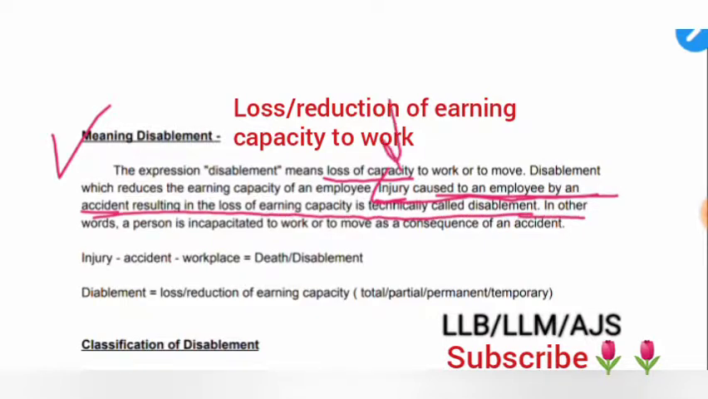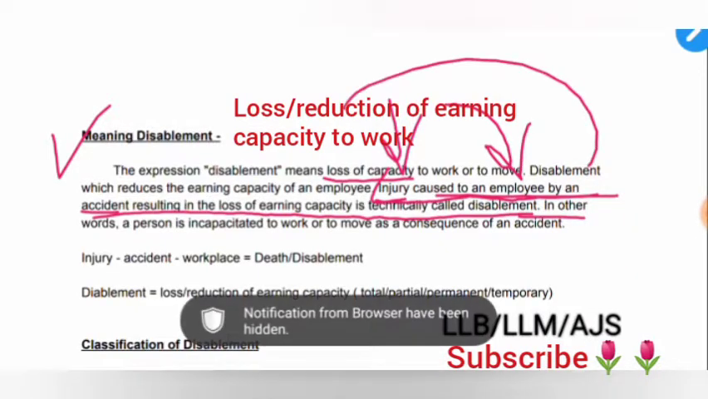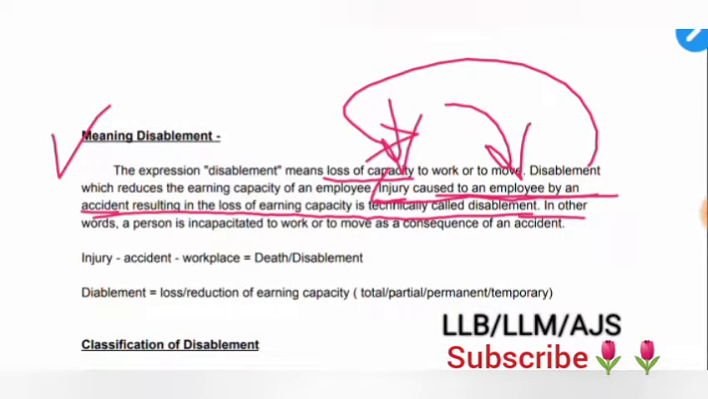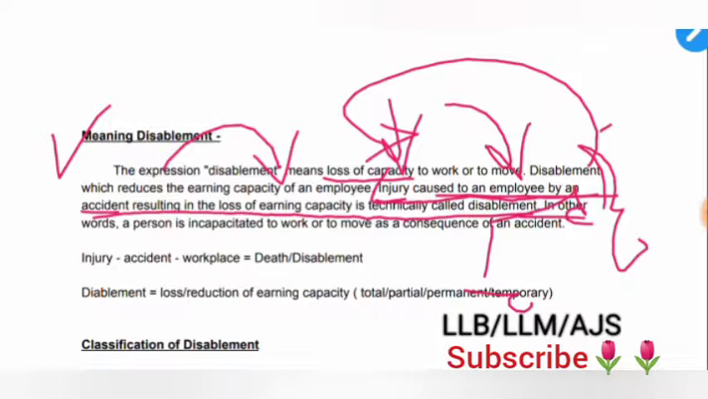Injury caused to an employee, there must be some kind of injury. The injury must be caused to an employee by an accident. The accident must occur in the workplace, or must arise out of the course of the employment. Then this must result in loss of earning capacity. Injury may result in death or disablement. In case of disablement, it is defined as loss or reduction of earning capacity, which is technically called disablement. In other words, a person is incapacitated to work or to move as a consequence of an accident.